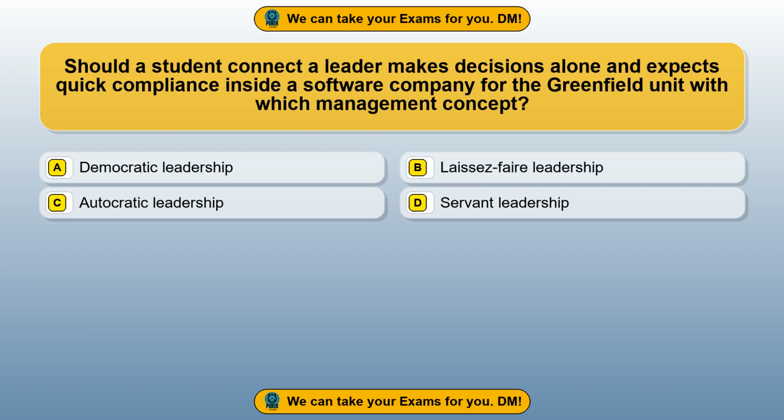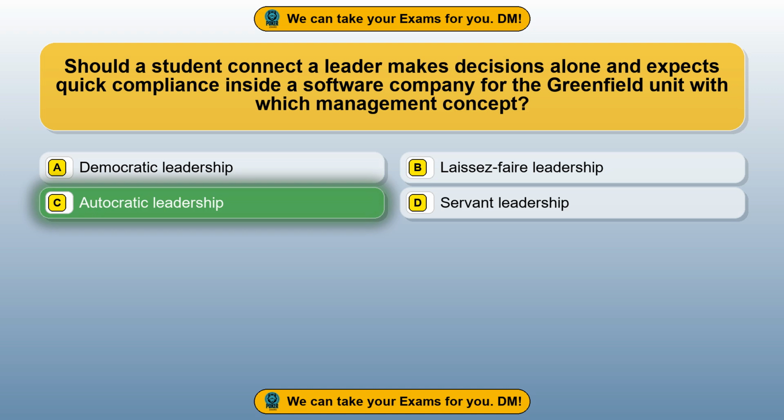Question 66. Should a student connect a leader who makes decisions alone and expects quick compliance inside a software company for the Greenfield unit with which management concept? Option A, democratic leadership. Option B, laissez-faire leadership. Option C, autocratic leadership. Option D, servant leadership. The correct answer is option C, autocratic leadership.